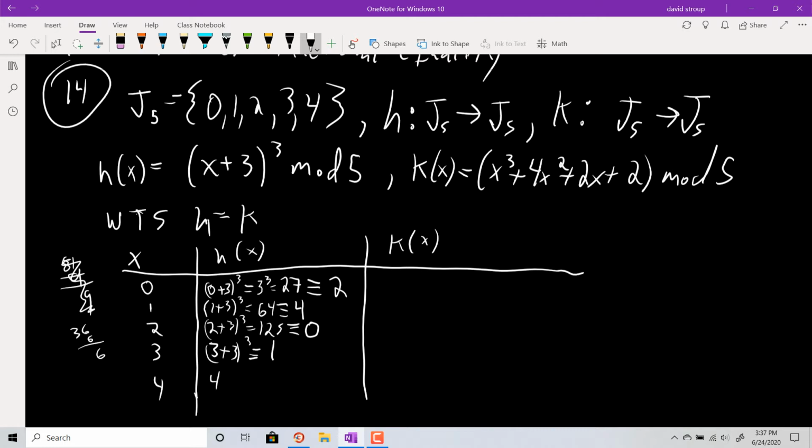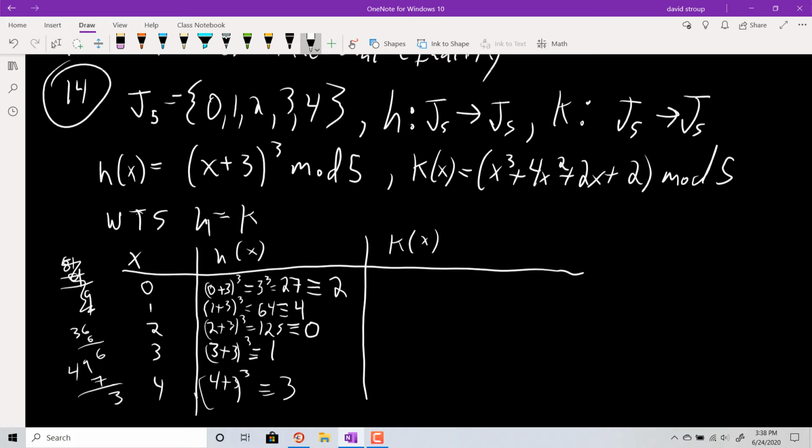And then finally 4 plus 3 cubed is 7 cubed. So 49 times 7 will end in a 3. So that will be modulo 3. Or sorry, congruent to 3 modulo 5. Okay. Let's go through the other guys.